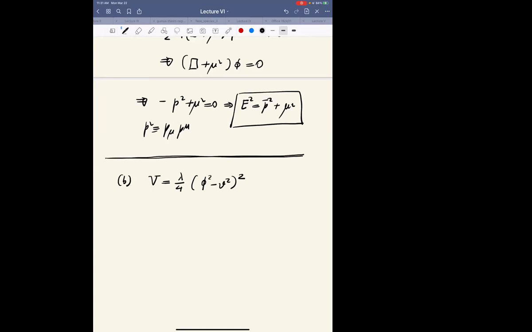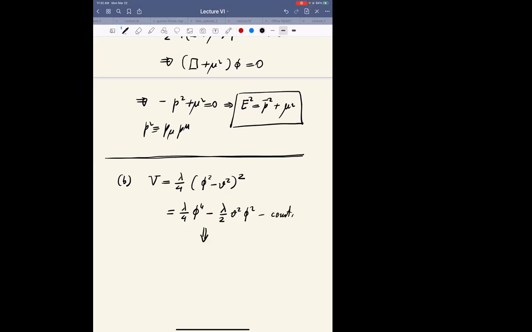And we can see it immediately. What would this imply if I take this? It would be lambda over 4 phi to the fourth. Let's write it once again. Minus now lambda over 2 v squared phi squared, and minus some constant. I won't even write it, I don't care.